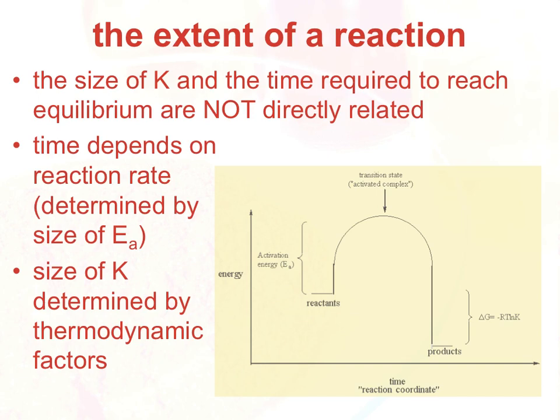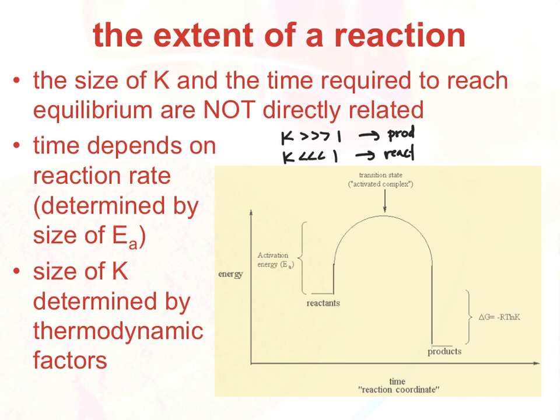So we've already discussed K and how the size of K is going to dictate the predominance of products or reactants. In our previous lecture, we talked about how very large Ks mean that products are going to predominate, and very small Ks mean that reactants predominate. What I want to point out here, though, is that the size of K and the time required to reach equilibrium are not directly related.